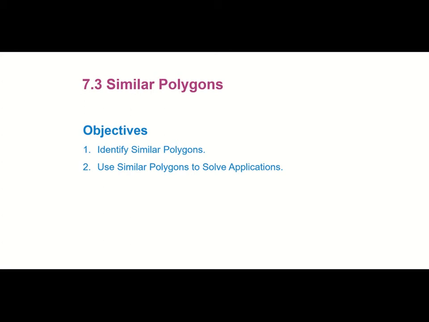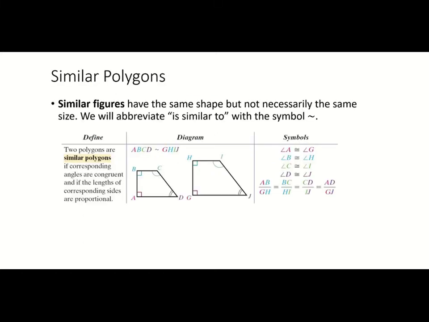Hi everybody, this is section 7.3, similar polygons for our Math 11 geometry class. So far we've proved polygons are congruent, but we really haven't talked much about similar polygons. Similar polygons are similar figures. They have the same shape, but they're not necessarily the same size.